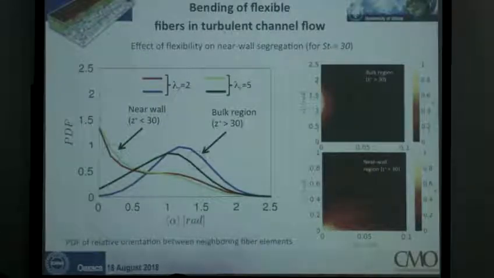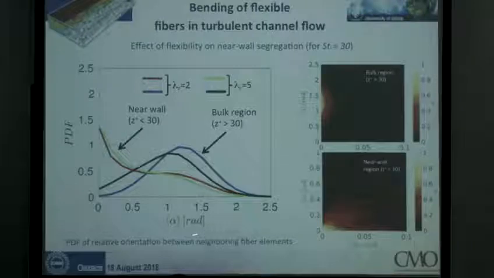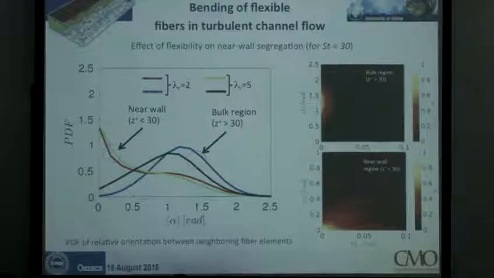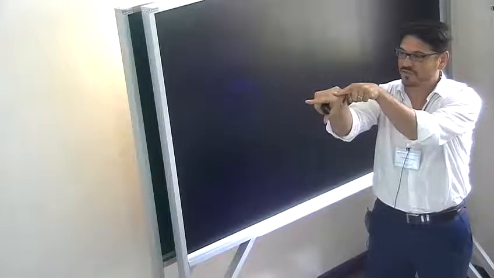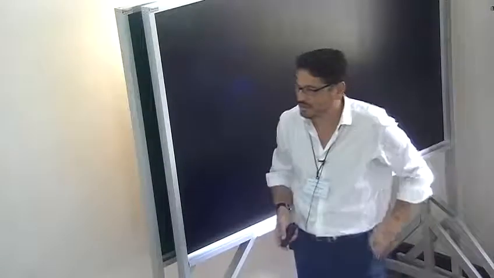Regarding the deformation of the fiber, the bending of the full fiber, we have tried to quantify this considering the solid angle alpha, where the angle brackets indicate an average value of alpha. This alpha is measuring the relative orientation of two neighboring segments composing a fiber. If alpha is equal to 0, then the relative orientation is 0, so the elements are aligned. If it's 90 degrees, the fiber is bent.